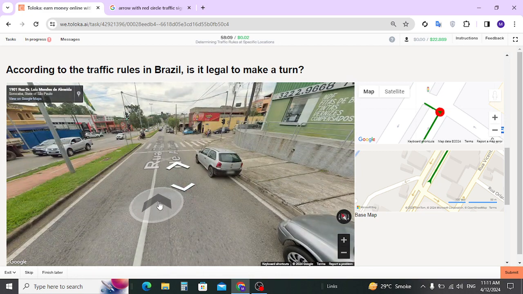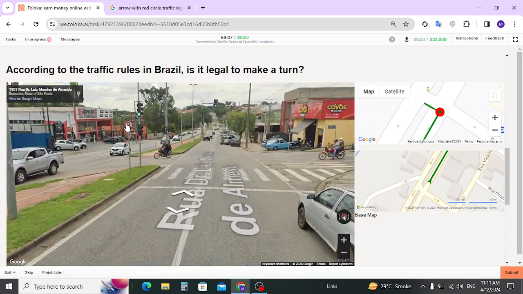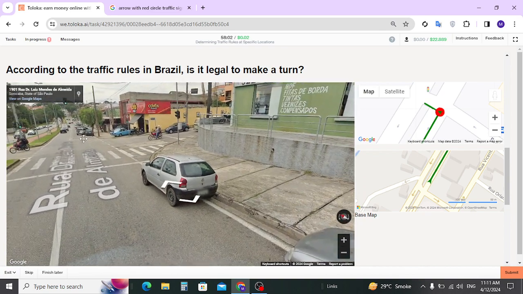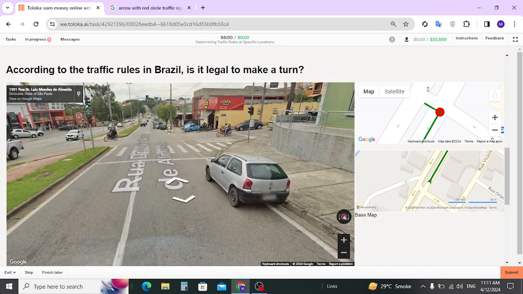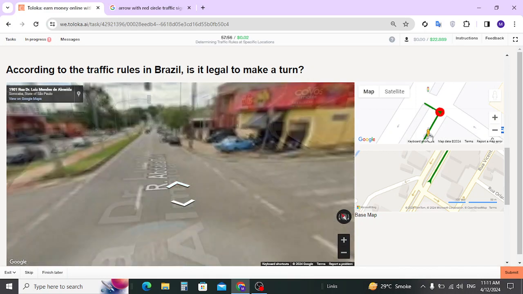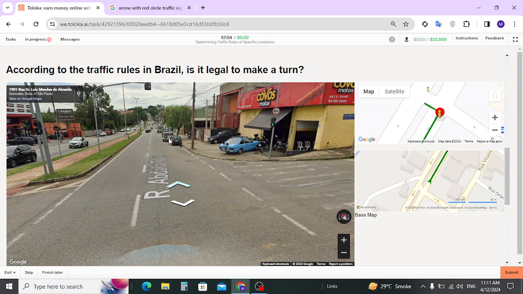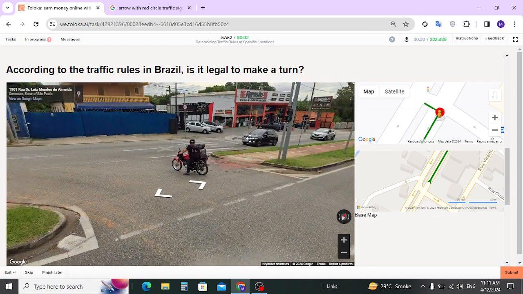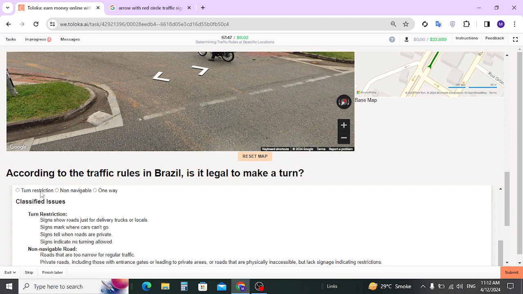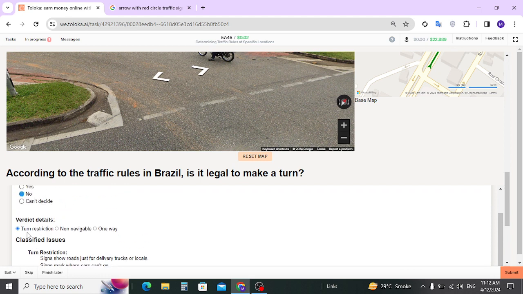So clearly, if you are going from this side, you can see this sign is facing towards you and clearly telling you you cannot turn. At this point you cannot turn. I am here, you are at the point, and if you try to turn this way you are restricted. No, it's a turn restriction. So this should be very clear.